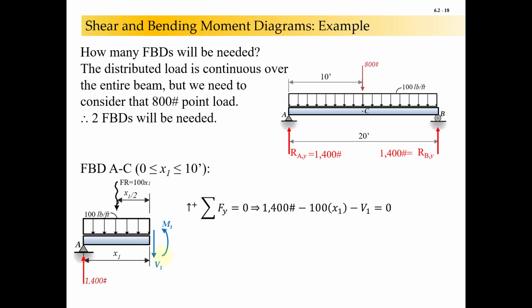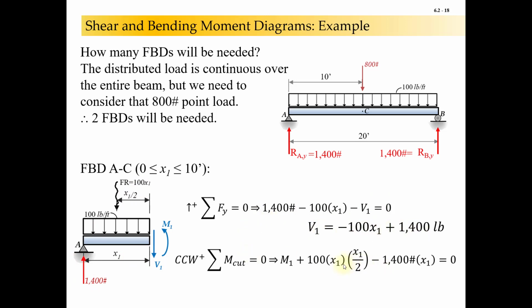And I sum forces for my shear. And I get my shear, V1, is equal to minus 100x plus 1,400 pounds. Okay, minus 100x1 plus 1,400 pounds minus V1 equals 0. You can see how this equation is built. And my moment equation is done very similarly. So I've got about the cut, counterclockwise positive, I have M1.